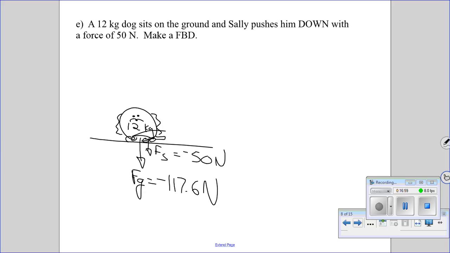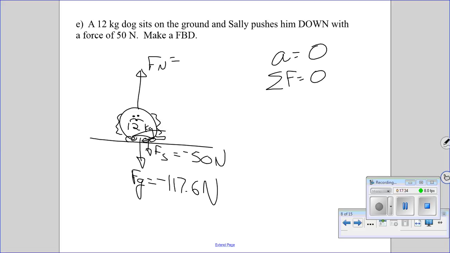So now we got to think. So is this it? Are those the only forces? Can't be, because otherwise the dog would be moving down through the ground, right? All right. So what do we know about the dog? Not moving again. Therefore, my net force has got to be 0. What's preventing the dog from moving down through the floor? Normal force.